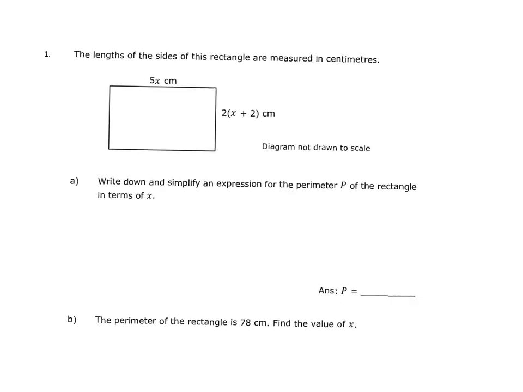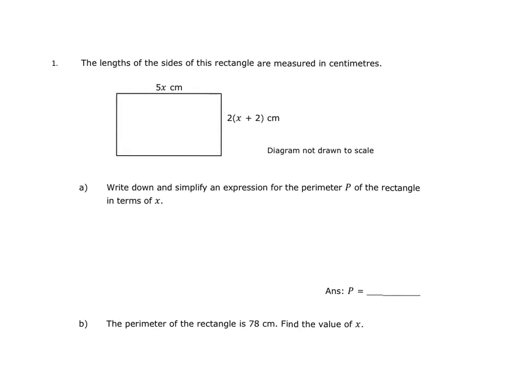The lengths of the sides of this rectangle are measured in centimeters. We have the length as 5x and the width as 2 times x plus 2. Diagram not drawn to scale. Write down and simplify an expression for the perimeter of the rectangle in terms of x.